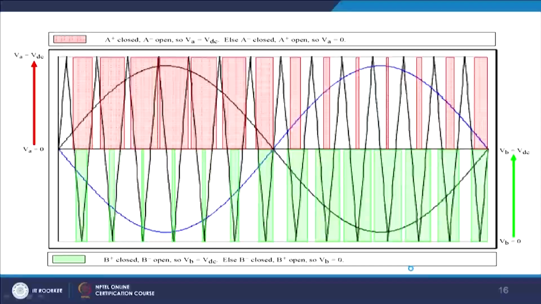For this reason, let us see this configuration of it. The purple line shows when capital A closes. When this condition is satisfied, capital A closes and minus A, the lower switch of phase A, opens, and so you are getting the voltage of VDC. Otherwise, you will close minus A and plus A will open and you will get a 0 voltage, not minus VDC, mind it. Similarly, in the lower half, plus B closes and minus B opens, you get VB equal to VDC, and else you get VB equal to 0. Since you want to get a pole voltage of B, it becomes unipolar.